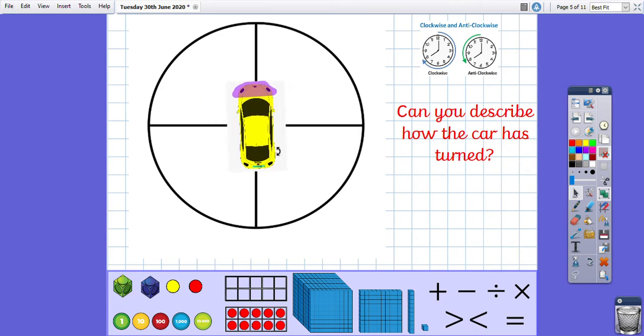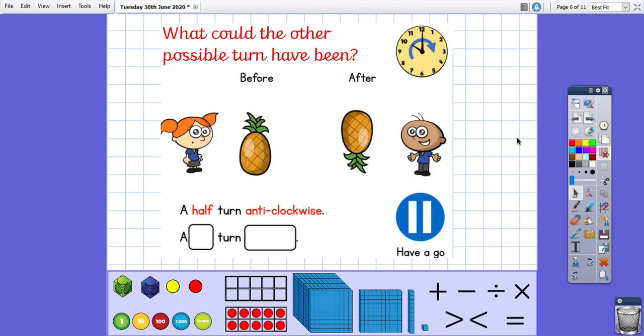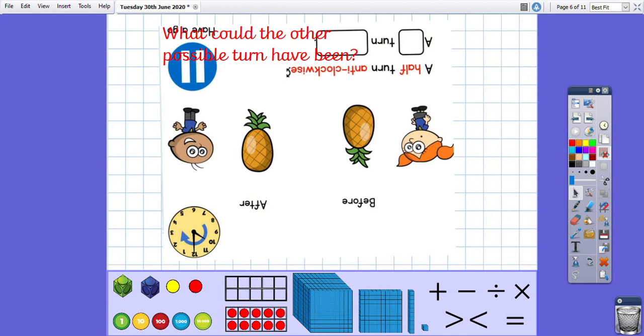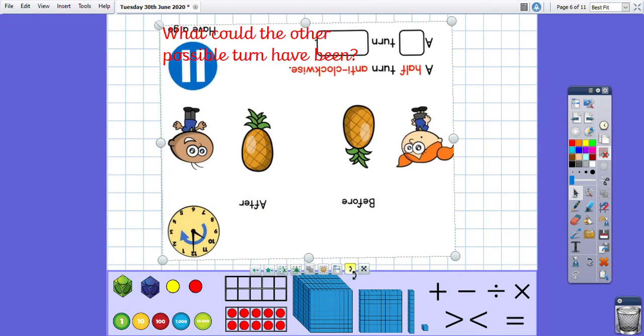Let me show you once more. The car is starting here. And he has moved to that position. See if you can tell me how my car has turned. Okay, they are saying that the pineapple has done half a turn anti-clockwise. So, half a turn anti-clockwise. Let's see if they are correct. Half a turn anti-clockwise? Yes, that is correct.